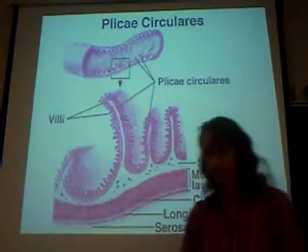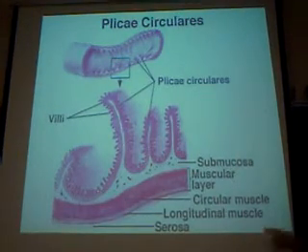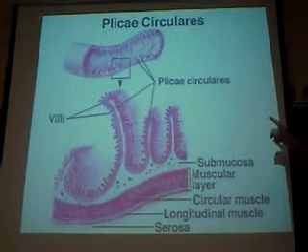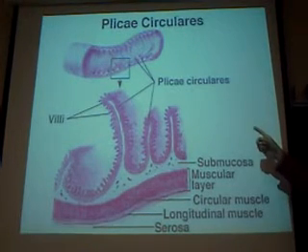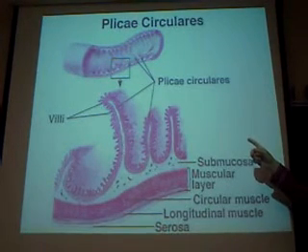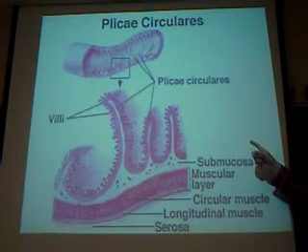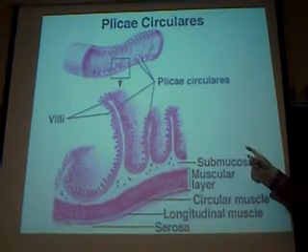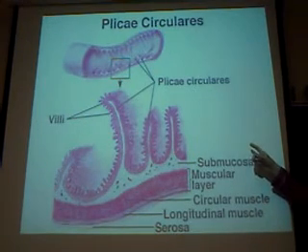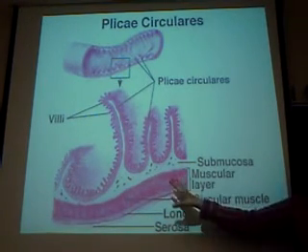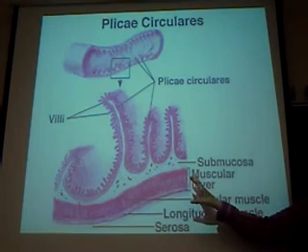One more thing that we've got here, we've got circular folds. Notice we call them plicae circulares. That's a fancy name for them. These are nothing more than speed bumps. They're going to slow down the process of food being moved through your small intestine. So it's not the villi or the microvilli that create these circular folds.